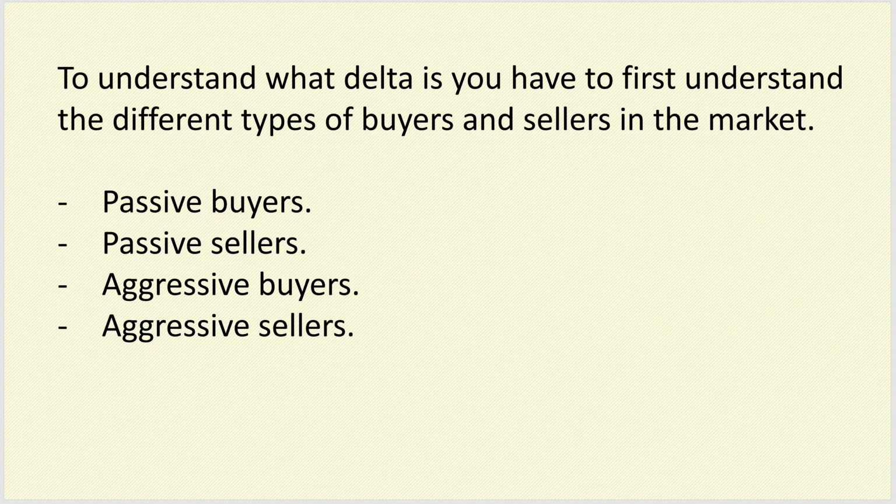So to understand what delta is, you have to first understand the different types of buyers and sellers in the markets. You have passive buyers, you have passive sellers, you have aggressive buyers, you have aggressive sellers, and each one has its own purpose.